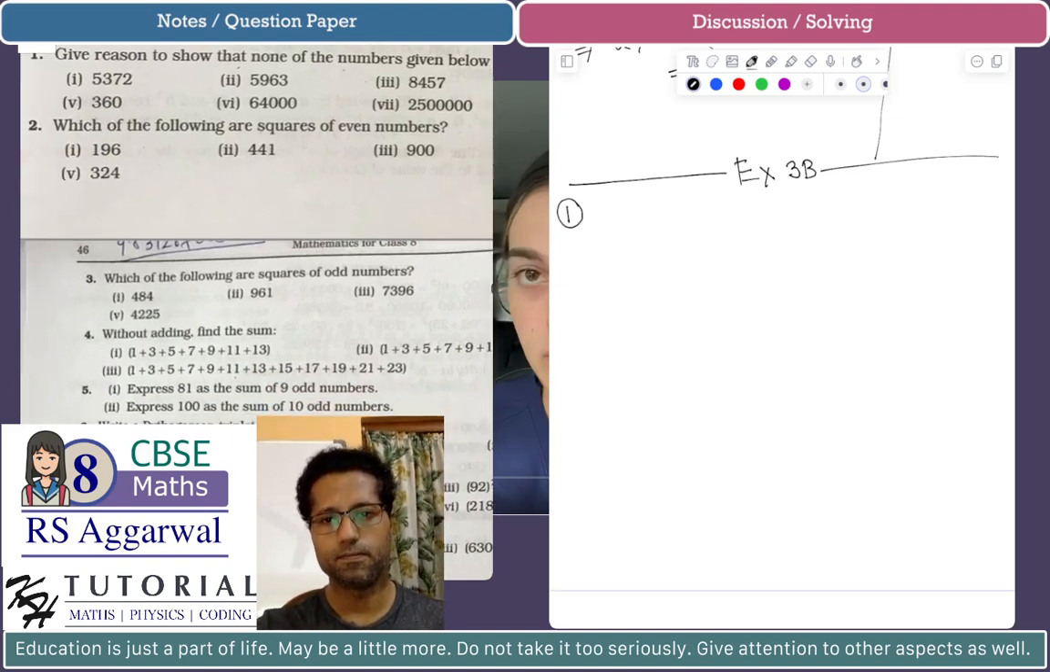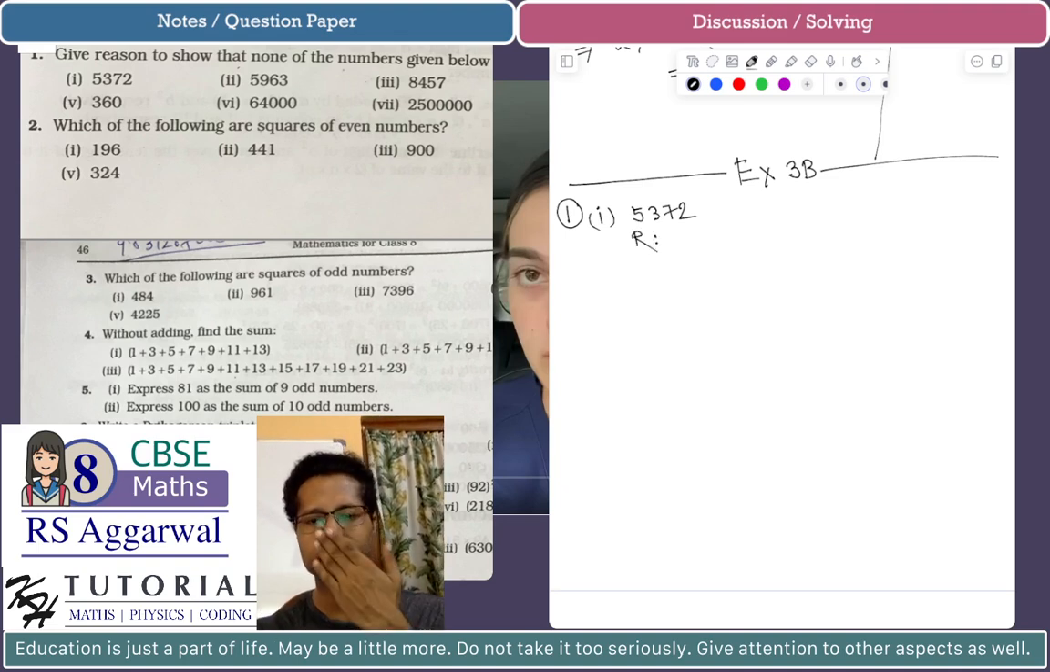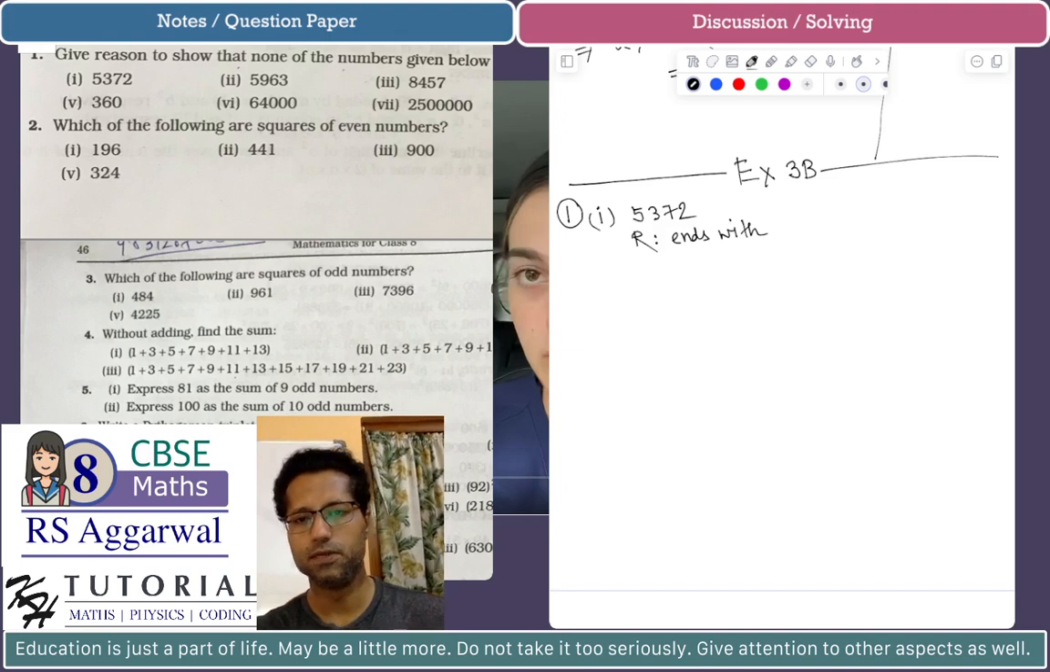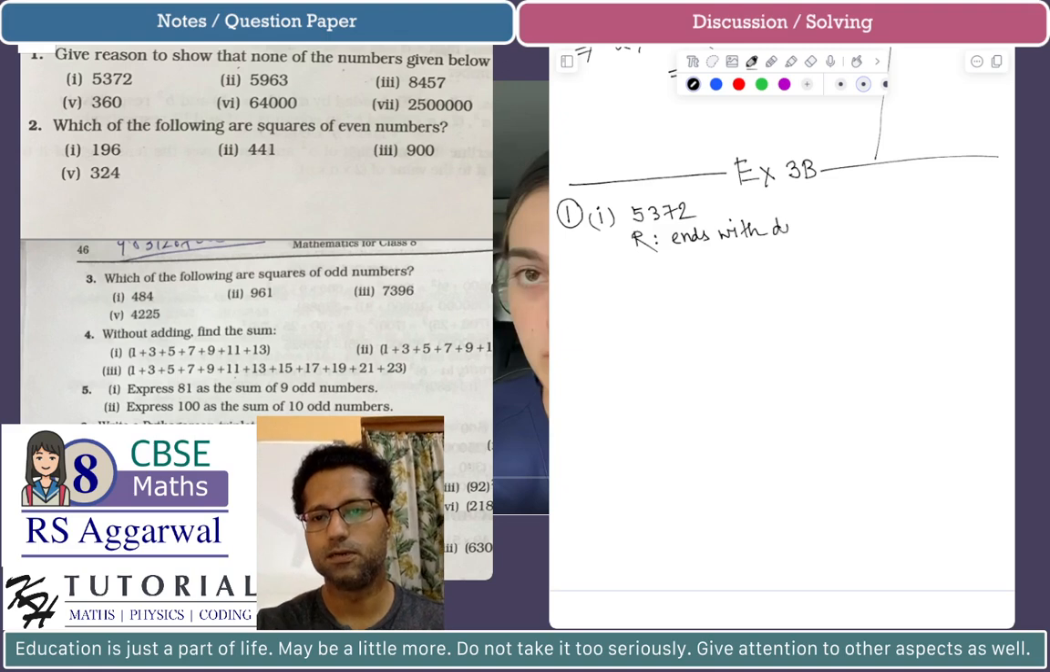Let's try a few of them. The first one is 5, 3, 7, 0. Reason: it is not a perfect square. I'm writing R colon, R means reason. We know any number that ends with the digits 2, 3, 7 or 8 cannot be a perfect square. So this is the reason that 5, 3, 7, 2 cannot be a perfect square.